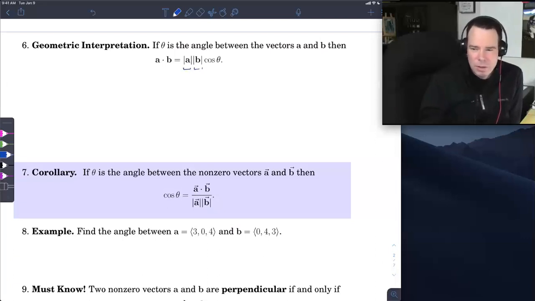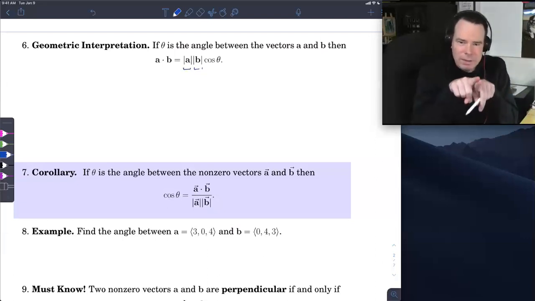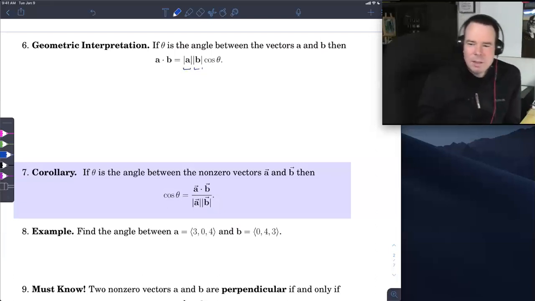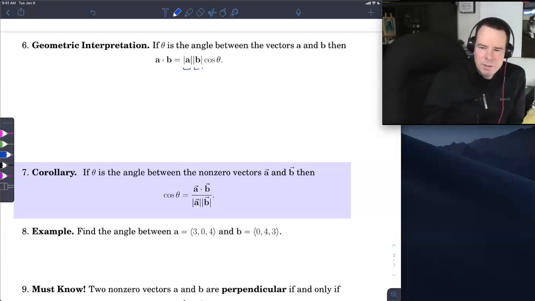So if we want to think about when this dot product is as big as possible, well, cosine is a number between 0 and 1. I'm assuming theta is an acute angle, so between 0 and pi by 2, so I don't have to worry about negative cosine values. Cosine is as big as possible when the angle is 0. That means when they're pointing in the same direction. So the dot product is as big as possible when the vectors are pointing in the same direction.